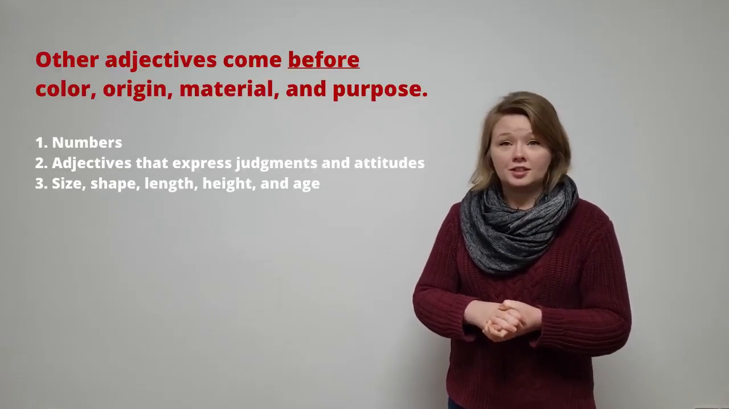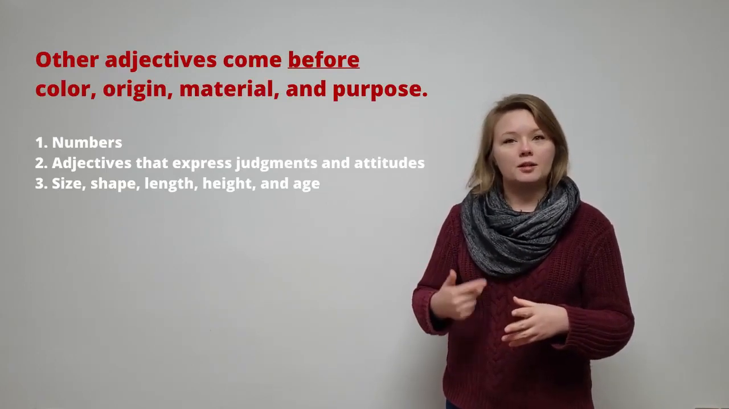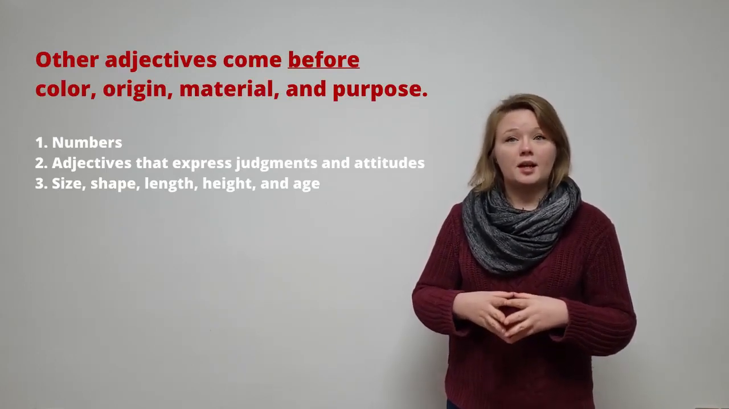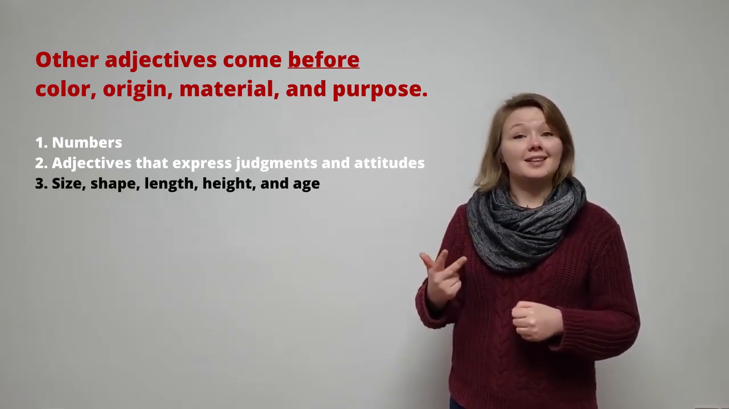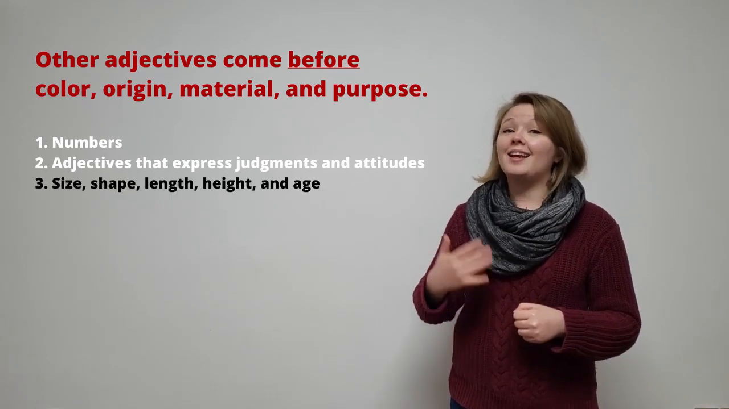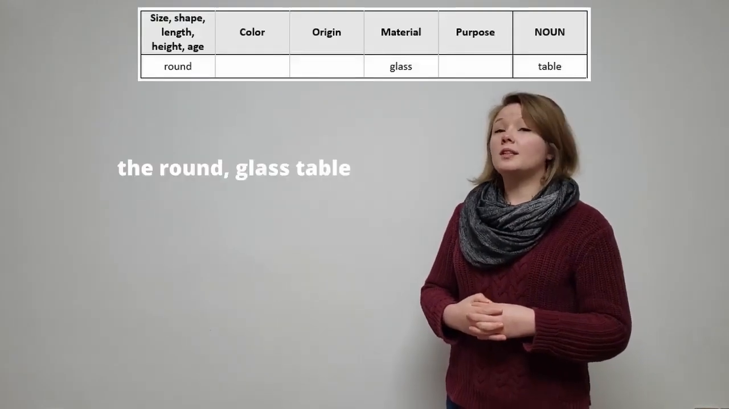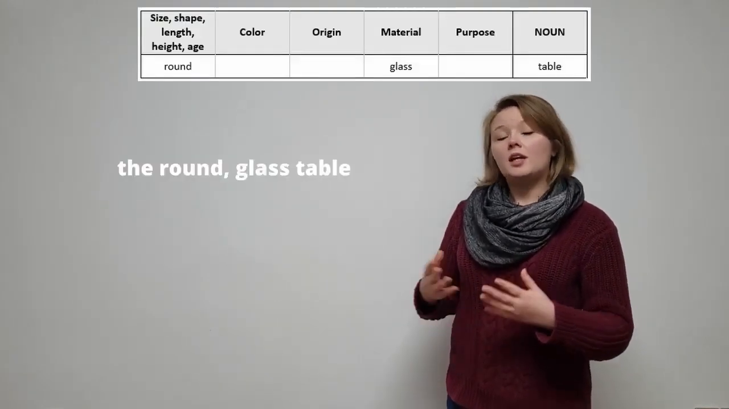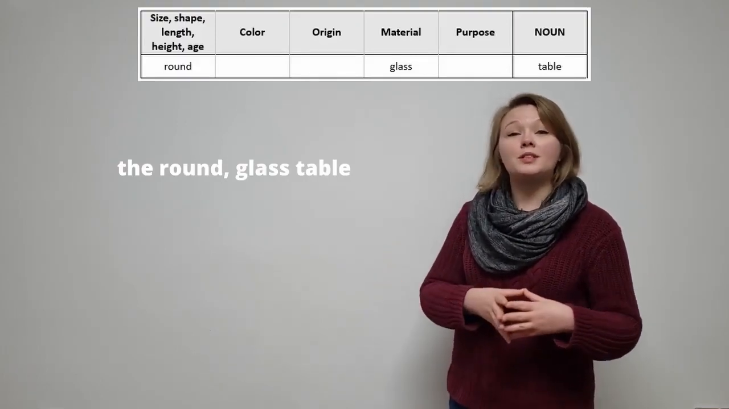Next, other adjectives usually go before words of color, origin, material, and purpose. Adjectives of size, shape, length, height, and age often come first. Let's look at some examples. The round glass table. Here we see the shape, round, comes before the material.